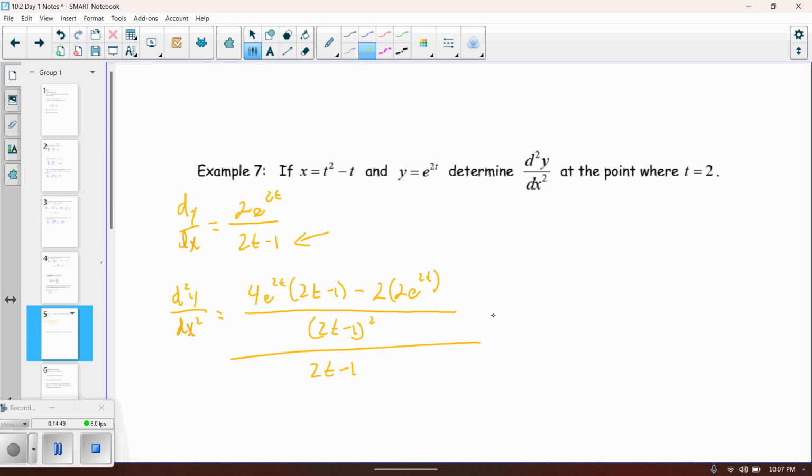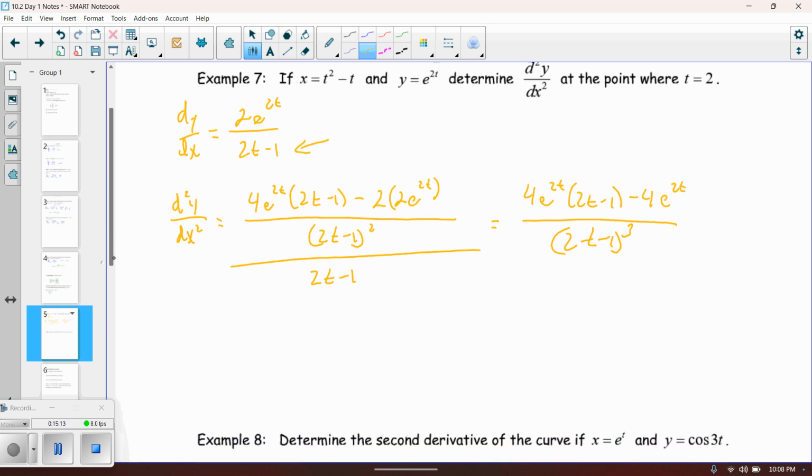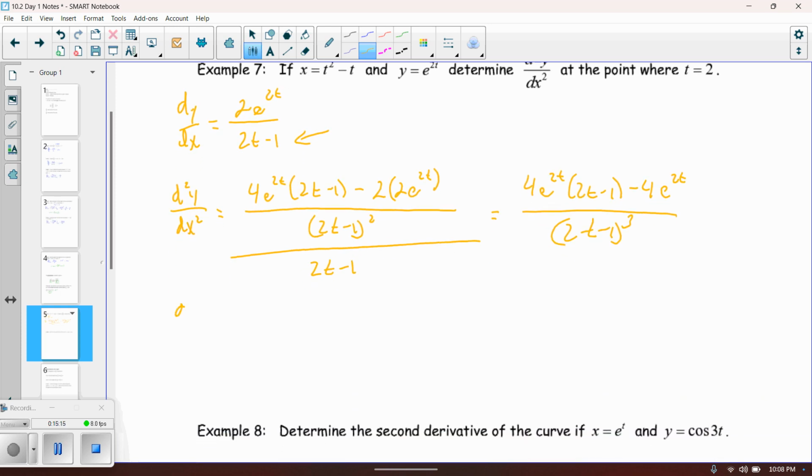So ultimately, that becomes 4e to the 2t times 2t minus 1 minus 4e to the 2t over, in the denominator, 2t minus 1 squared times another 2t minus 1. So we get 2t minus 1 cubed. And then we want to evaluate that when t equals 2. So our second derivative evaluated at t equals 2 is what we get when we plug t equals 2 into that expression.